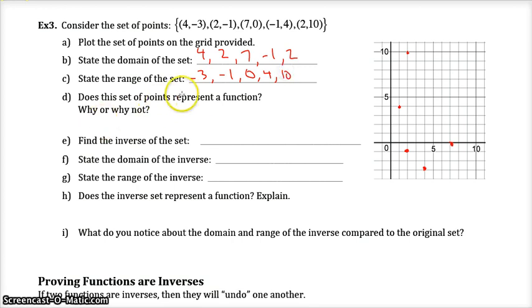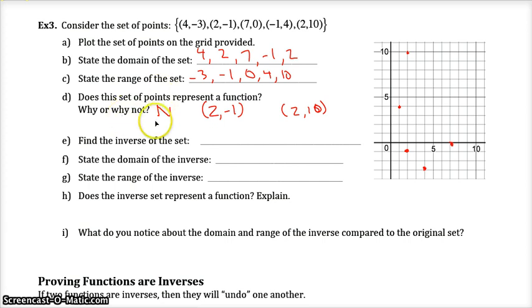Does this set of points represent a function? The answer has to be no, because if we use the input of 2, 2 goes to -1, and 2 also goes to 10, and that's a problem. That makes this thing not a function. It's like 2 can't have 2 different birthdays, if you remember the analogy I used in class.